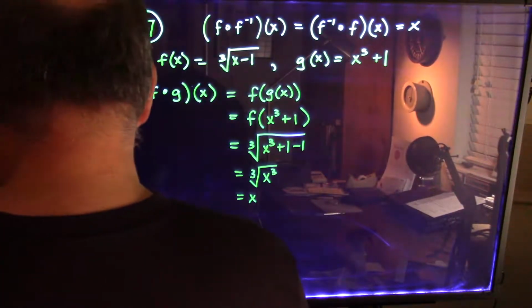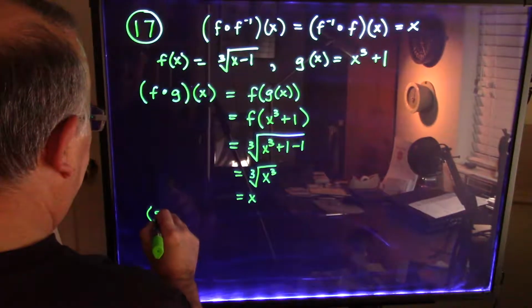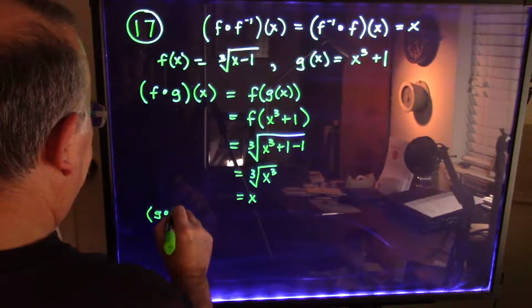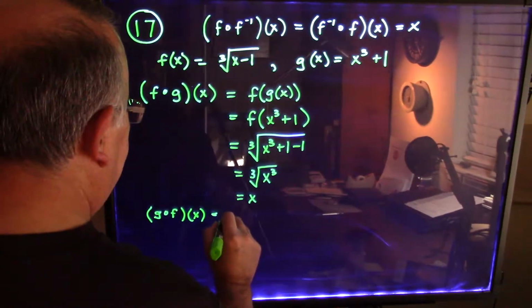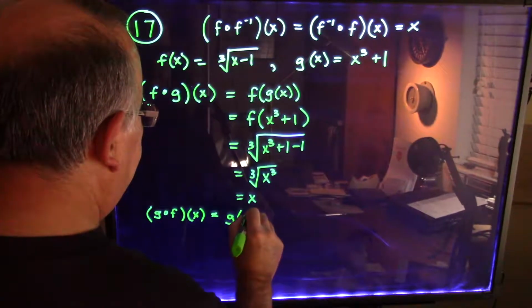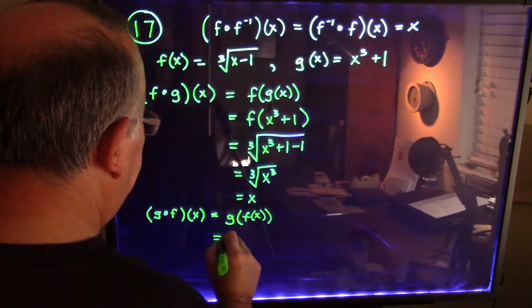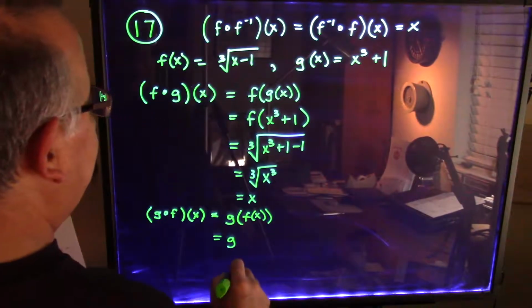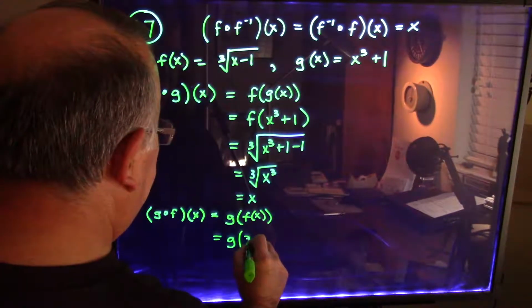So that worked. How about g composed with f? We're not done yet. You got to do this part. So don't just stop halfway. That equals g of f of x. And that's equal to g of what? X, or cube root of x minus 1.